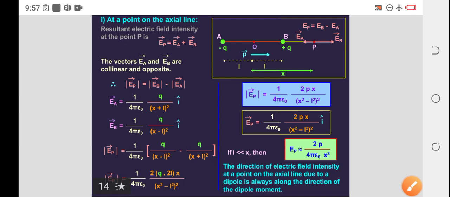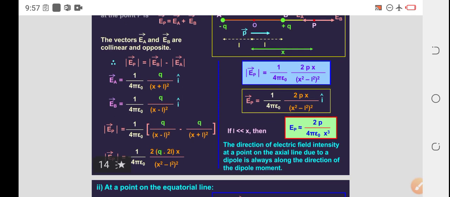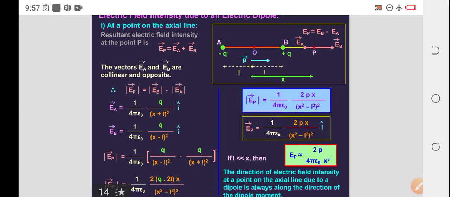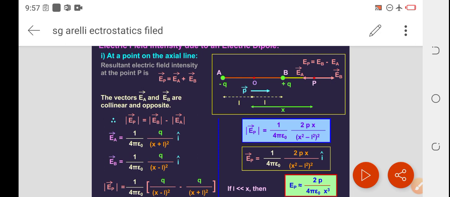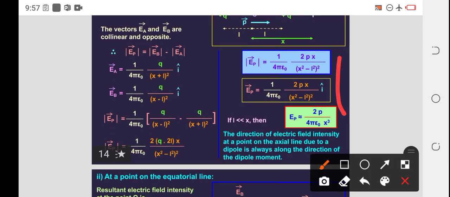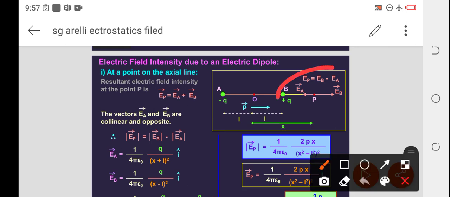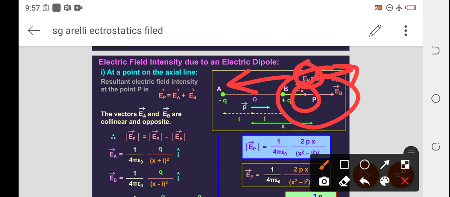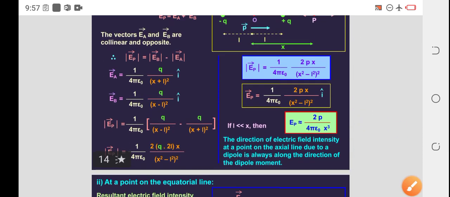Now the vectors of EA and EB are collinear and opposite. One is on the left side, one is on the right side, you can see the figure here. One goes to this side and the other goes to that side, that means both are in opposite directions. So EP equal to EB minus EA.